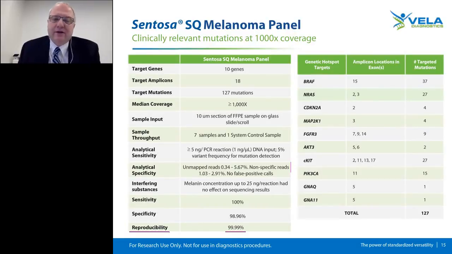Okay, so the next panel we have is the Sentosa SQ melanoma panel. Again, 1,000x coverage, covering the high prevalence mutations associated with melanoma, as determined out of the COSMIC database. Okay, so again, if you're monitoring a known case of melanoma over treatment, this is a desired panel to use.